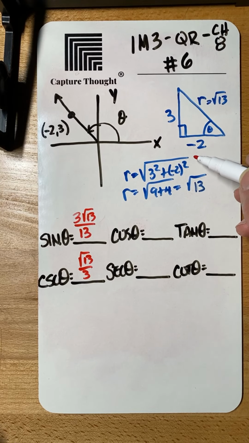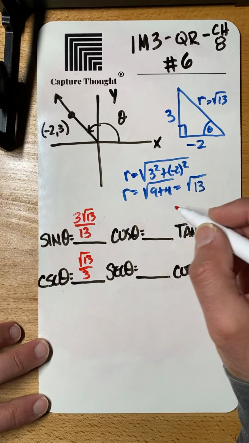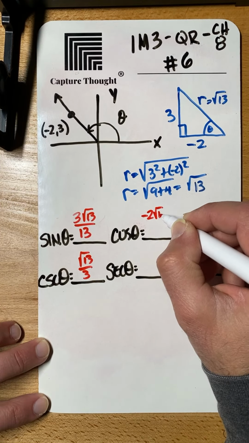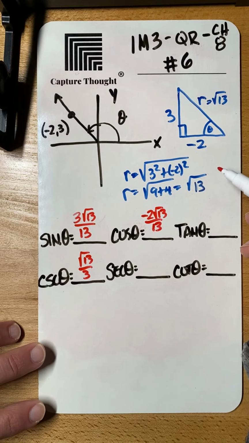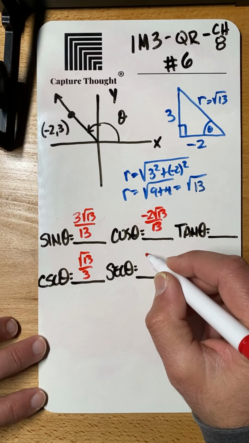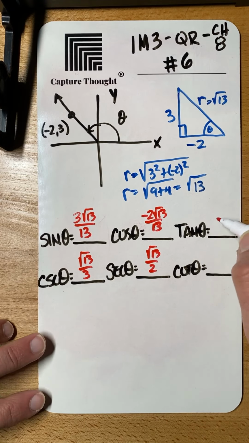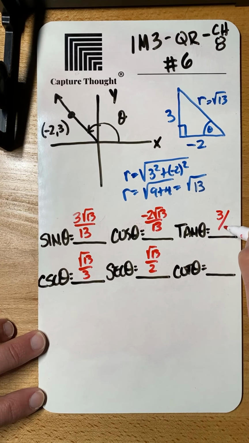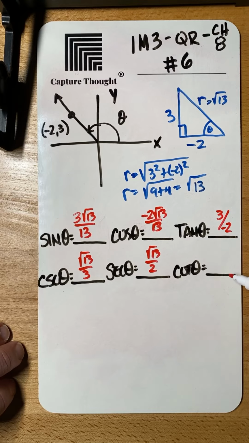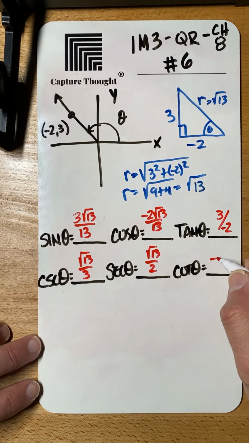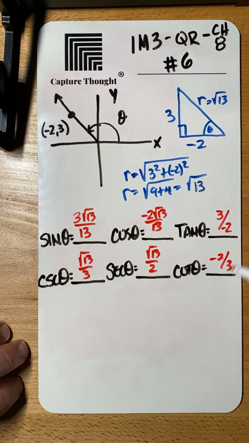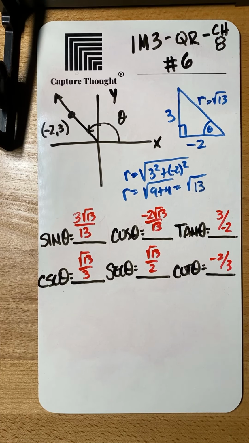Cosine is -2 over rad 13. So rationalized would be -2 rad 13 over 13. The secant is the other way around. So rad 13 over 2. Tangent is opposite over adjacent. So that's going to be your 3/2, but your 2 is negative. And then your cotangent is the other way around, -2 over 3. So there you go. That's how you do all 6 trig functions for number 6.